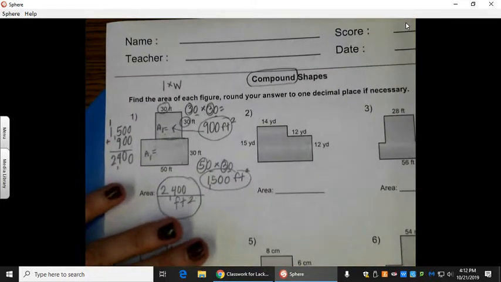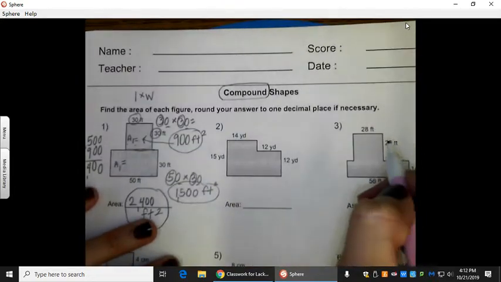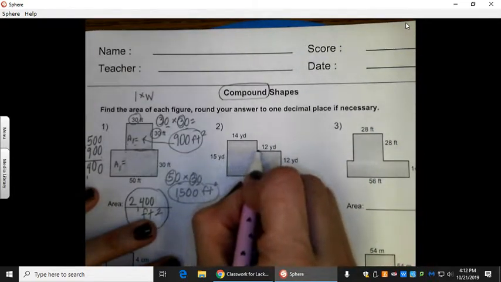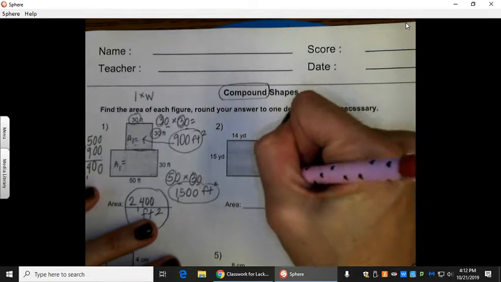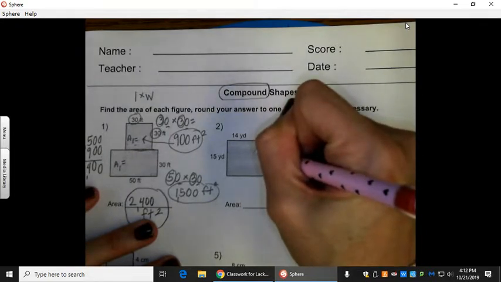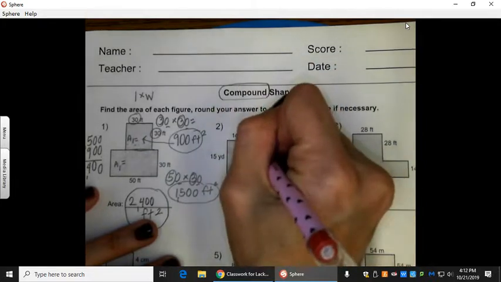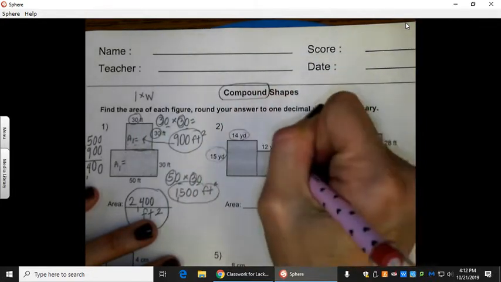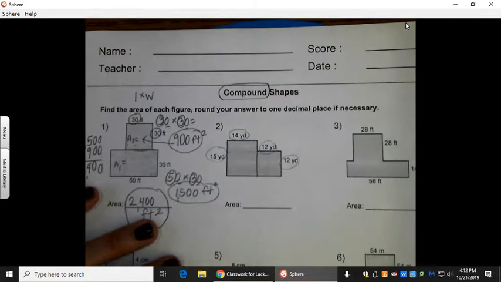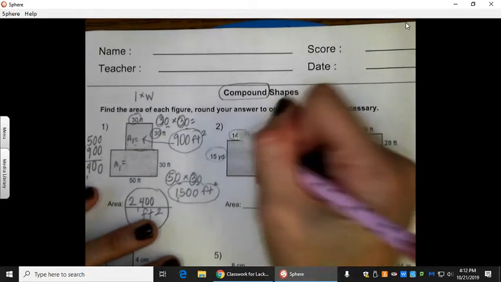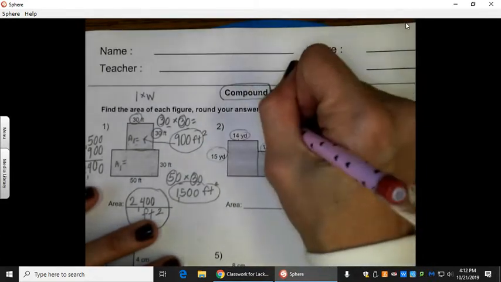So this one, I'm going to do one more with you. If you want to split it this way, that's fine, or this way, that's fine. Okay, you just need to make sure you have the lengths and the widths. So I'm going to go ahead and split it this way because I see a length and a width here, and I see a length and a width here. Okay, so this one, I'm multiplying 14 times 15.